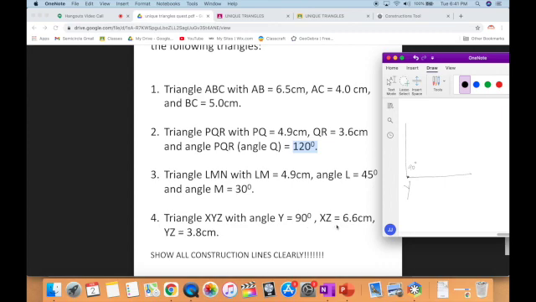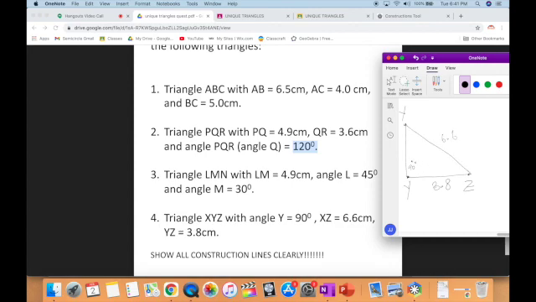XZ, well, I don't know. Y doesn't connect. Look, they say YZ, so Y connects to that. YZ is 3.8. So maybe I could put Z over here and have 3.8. If you wanted to put Z over here and have this as 3.8, that's fine as well, as long as you are clear, it'll all turn out the same. So this point here will be X, and here is 6.6.